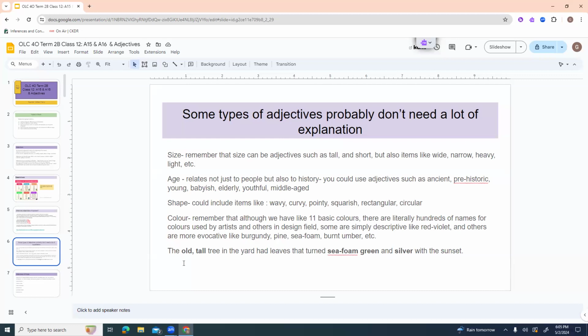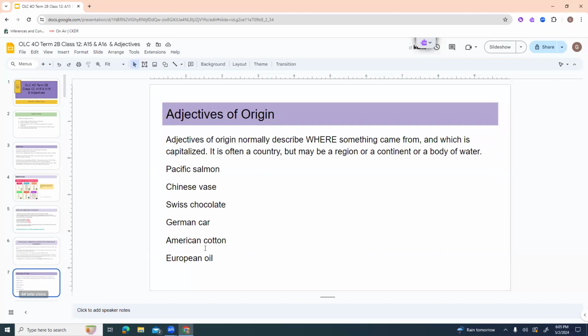So here's an example. The old tall tree in the yard had leaves that turned seafoam green and silver with the sunset. So those are different color adjectives.